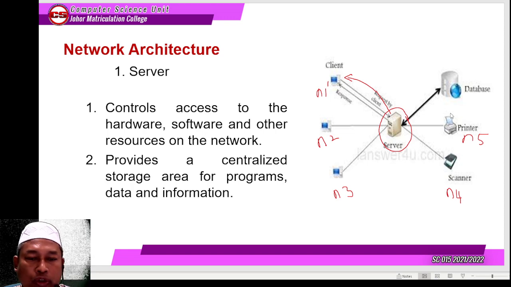Jadi kalau contoh ada satu klien yang ada virus, maka klien-klien yang lain tidak akan mendapatkan virus tersebut disebabkan server mengawal rangkaian tersebut. Itulah di antara salah satu kebaikan server ataupun kebaikan dalam network architecture client server.